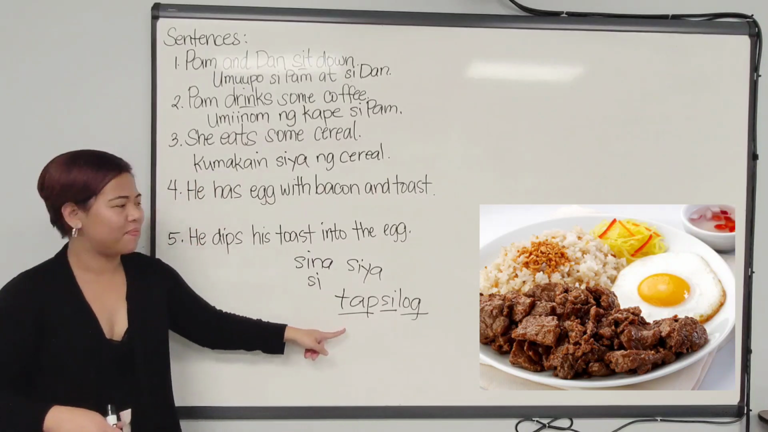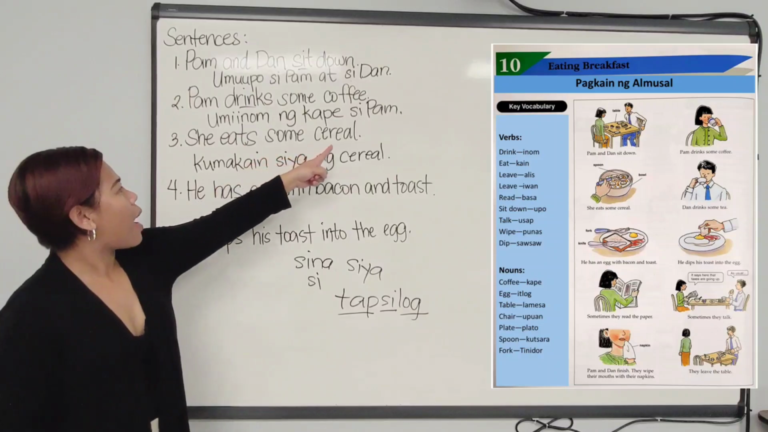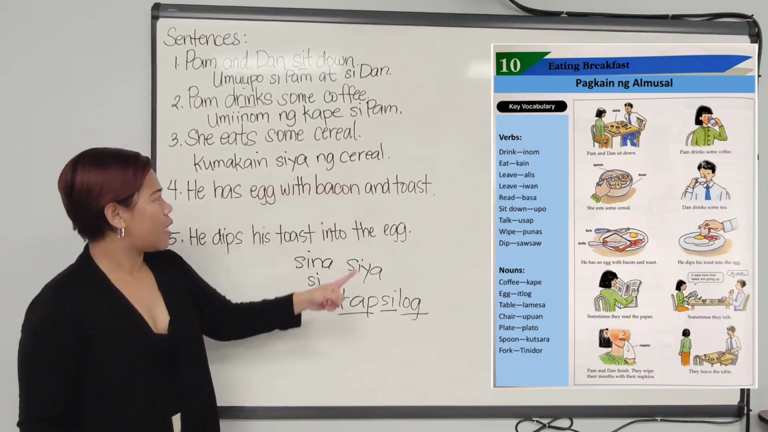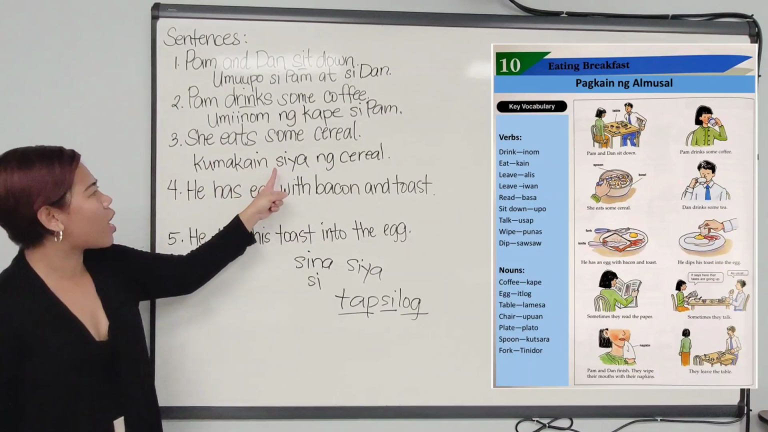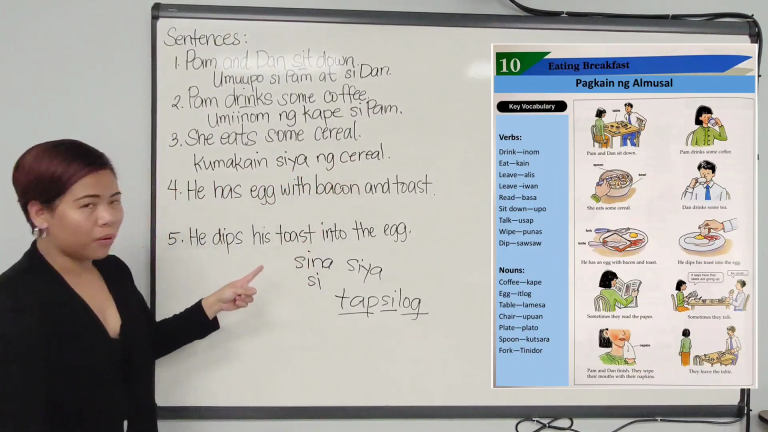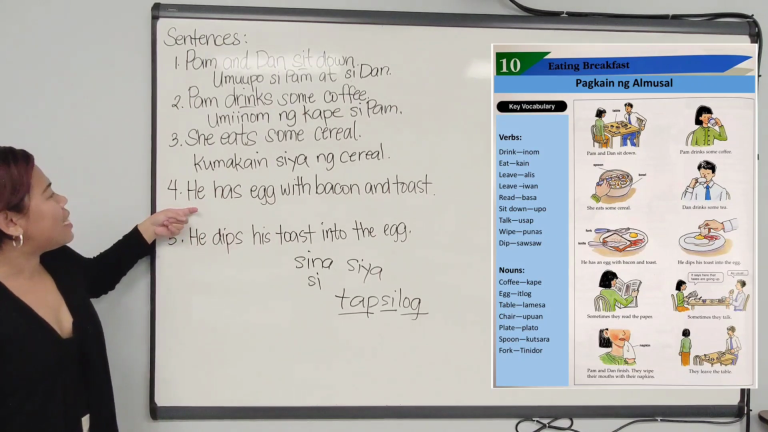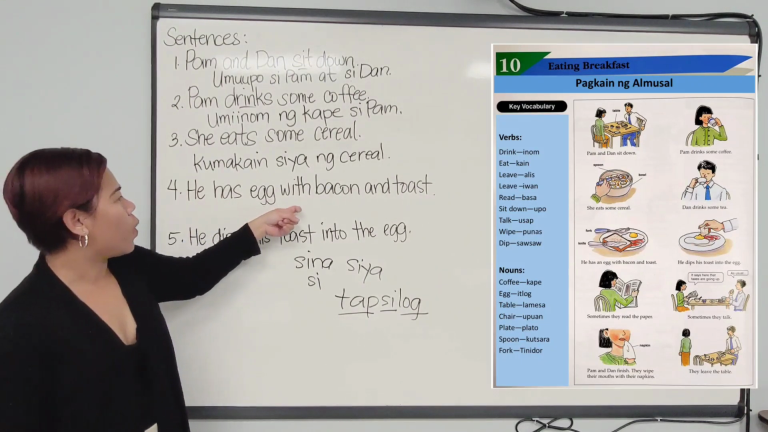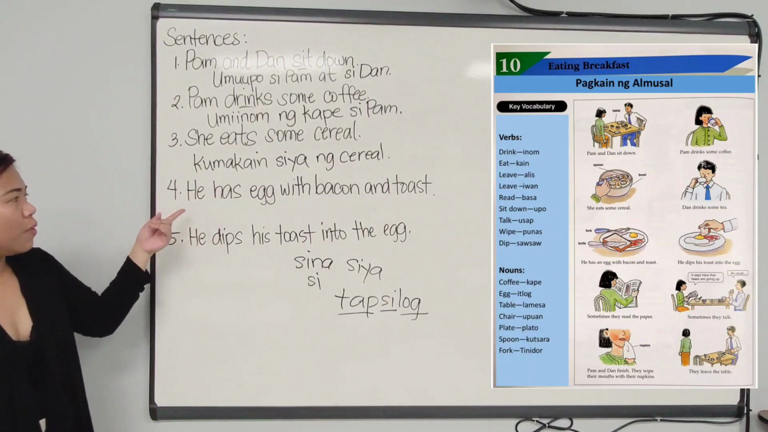That's tapa. Okay? So, yeah, let's just imagine that Pam is eating not cereal. We'll say tapsilog. Maybe we can change that to tapsilog. Kumakain siya ng tapsilog. Okay? Same with Dan. Okay, he has egg with bacon and toast. But we need to translate this one in Filipino.